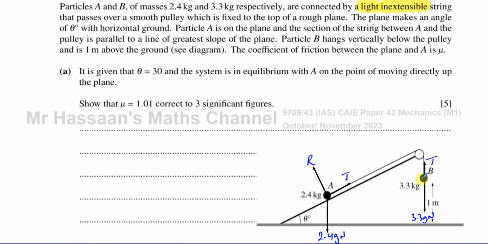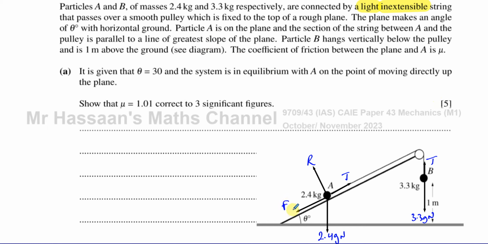If it's on the point of moving up the plane, then that means friction is opposing that motion that's about to take place, so it's going to act down the plane. So if it says on the point of moving up, then we have friction acting down, and also what we know about that frictional force, it is its maximum value because it's on the point of moving. It's just about to move.